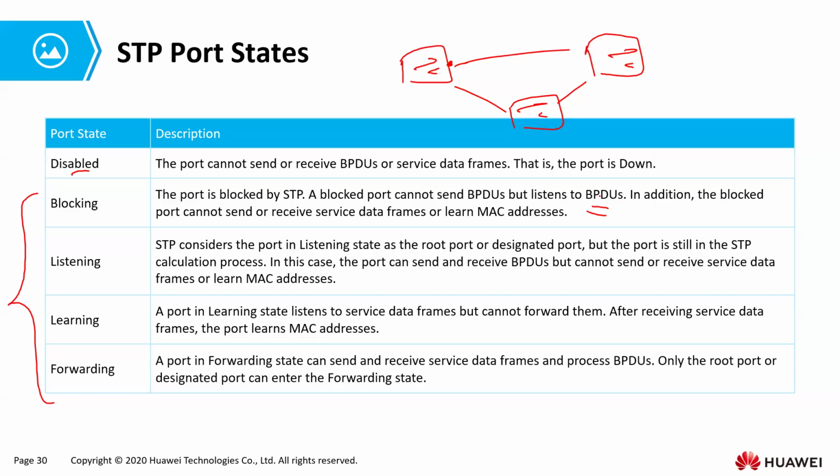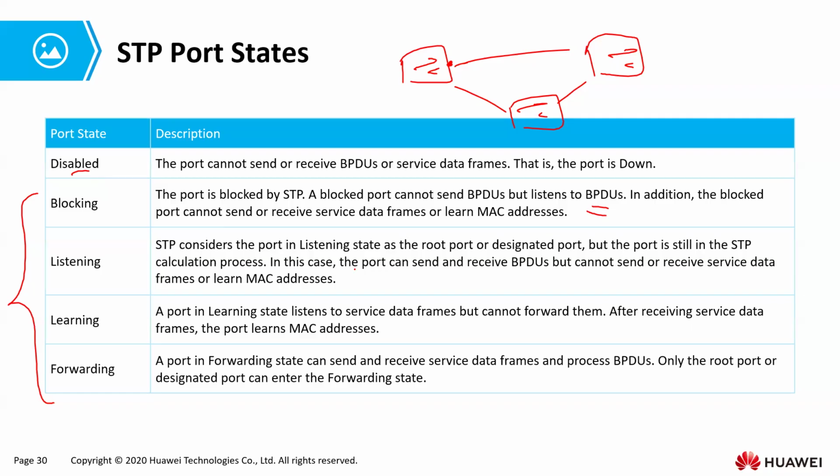So when we're in a disabled state, we do not send and we do not receive. When we're in a blocking state, we do not send, but we receive BPDUs. When we're in the listening state, we send and we listen to BPDUs.